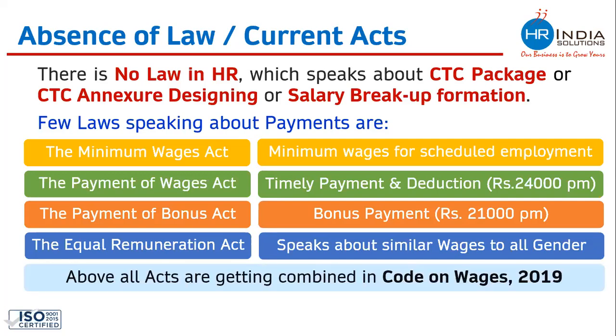The new labor law, which went on hold and which was supposed to come from April 2021, all these four labor laws are getting combined into that. So whenever that new labor law comes by the name of Code on Wages 2019, that new labor law will combine all these four labor laws.